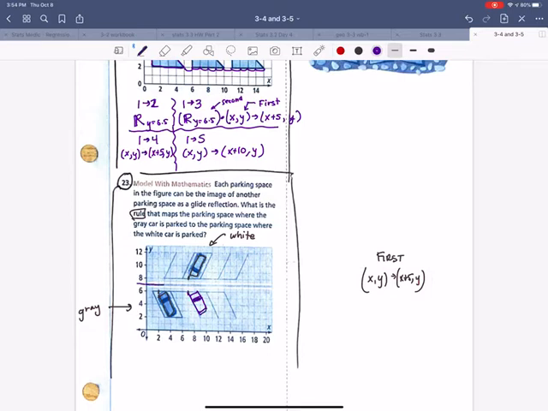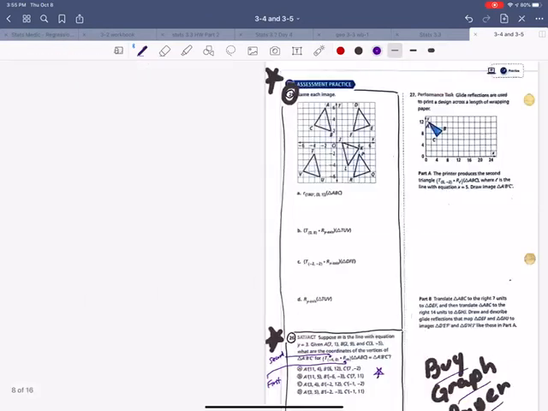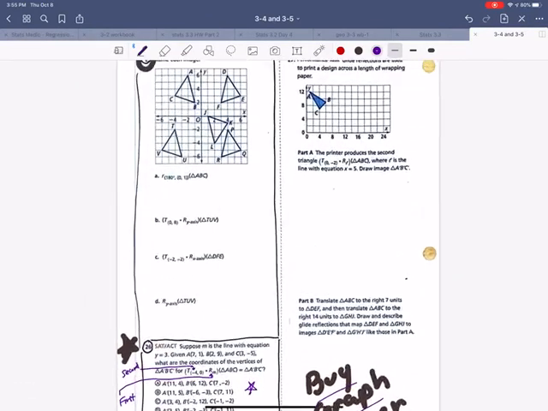Then I want to reflect over this line, and it's halfway between 6 and 8. So that would be Y is equal to 7 because it's parallel to the X axis. So that's my second. I reflect over Y is 7. Nice work.